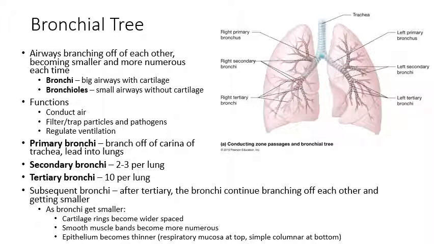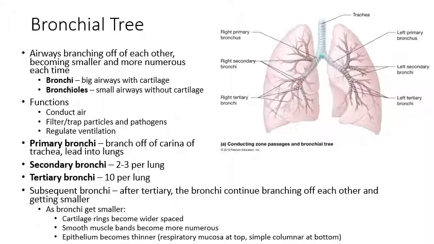As they get smaller, the rings of cartilage around them become wider apart so that you go a longer distance before you get to a new cartilage ring. Also, the rings become discontinuous, so they don't go all the way around the bronchi. At the end they will be just little bands, just really little patches of cartilage scattered on the bronchi, which nonetheless, even though they're so small, still help to hold the bronchi open.